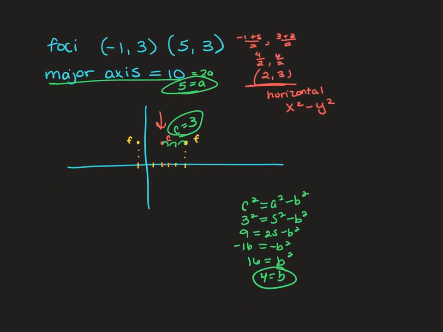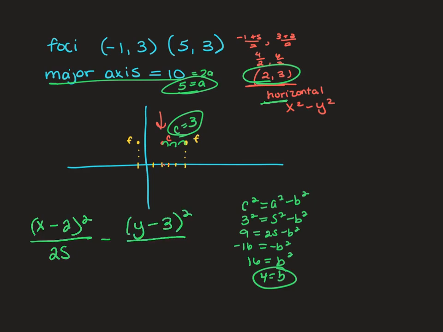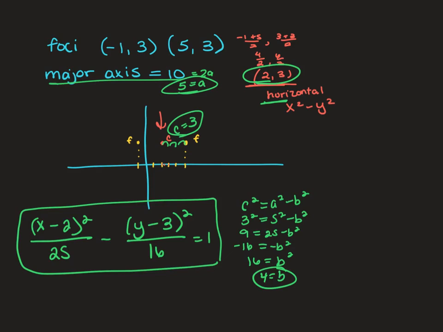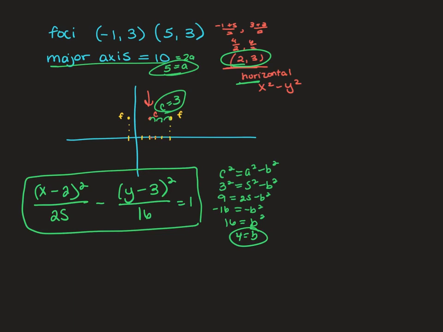For my equation, I really just need the center, the a, and the b. So (x minus 2) squared, and I know it's x because it's horizontal, over a squared, which is 5 squared or 25, minus (y minus k), which is 3, squared, over b squared. b was 4, so this is 16, equals 1. If it had asked for the asymptotes, then because it's horizontal, it's b over a, so it's y equals k plus and minus b over a, 4/5 times (x minus h).